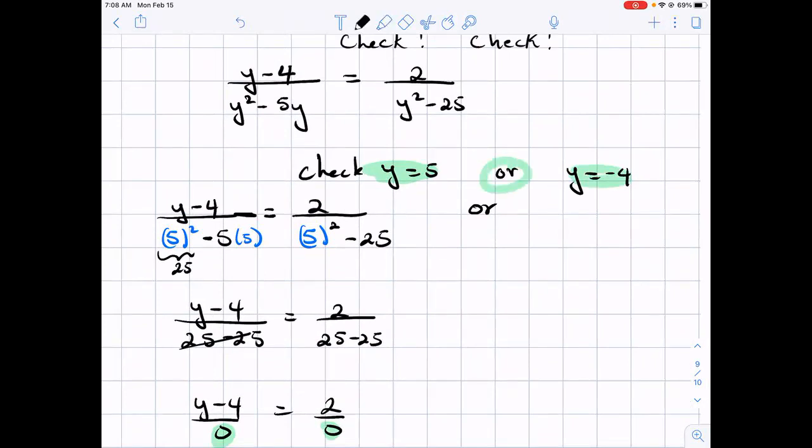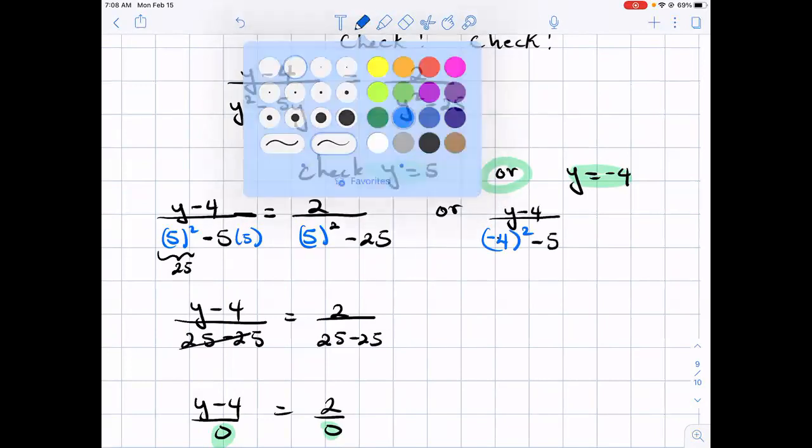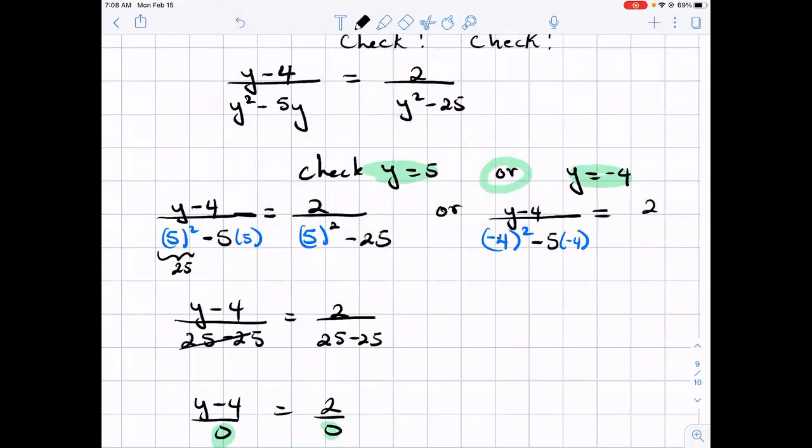So if we do this, we have y minus 4 over negative 4 squared minus 5 times negative 4, equal to 2 over negative 4 squared minus 25.